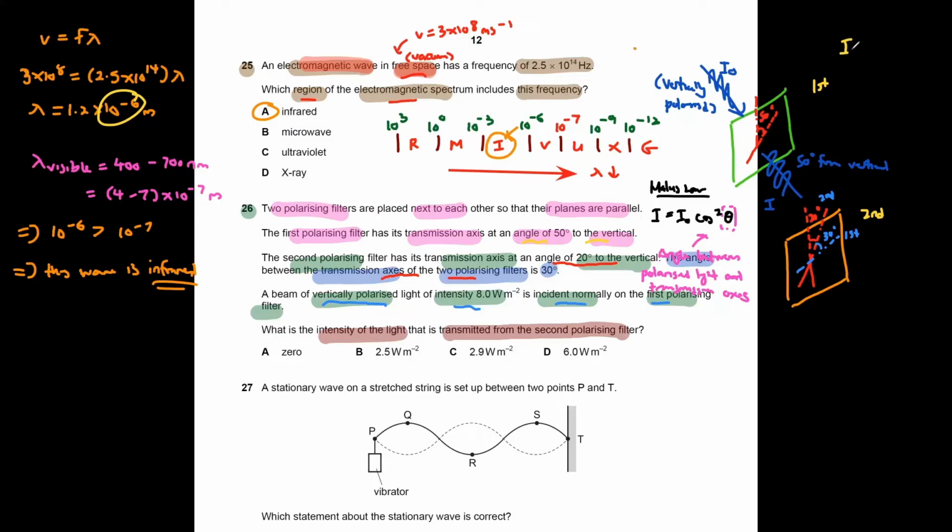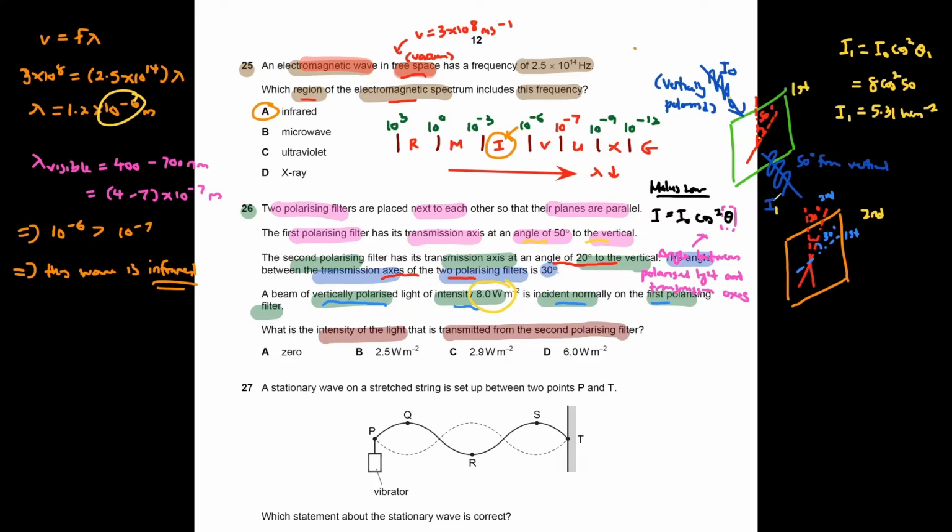I1 equals I0 cos² theta 1. Let's call this I1 after emerging from the first polarizer. I0 is 8 here. Then cos² 50. The angle between my polarized light and my transmission axis is strictly speaking just 50 here. So my I1 is actually going to be 5.31 watts per meter square.